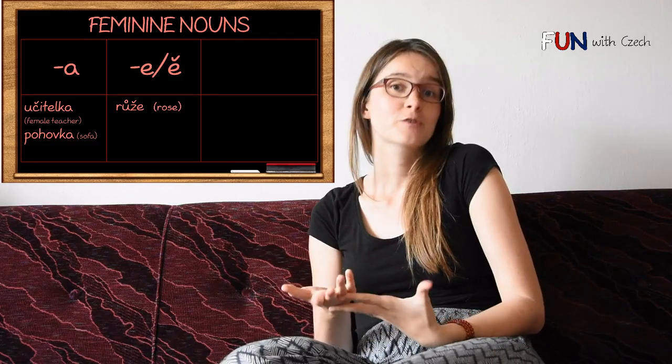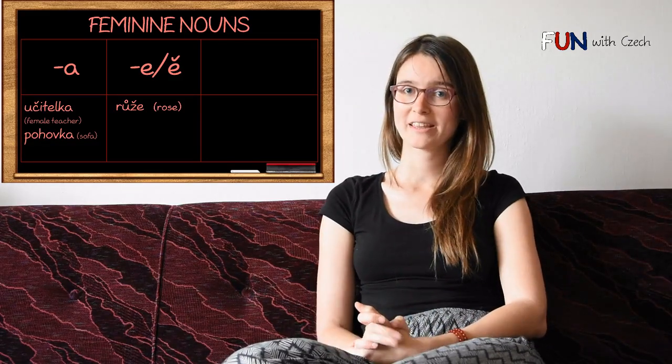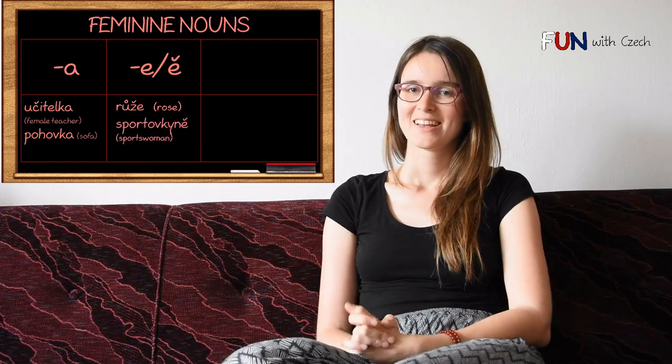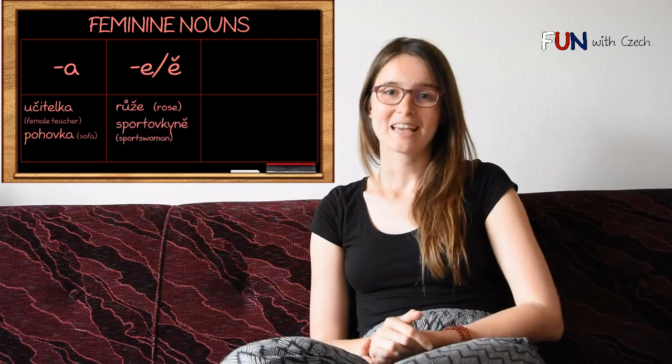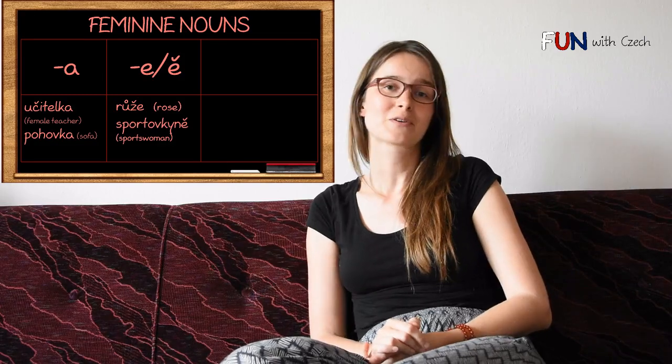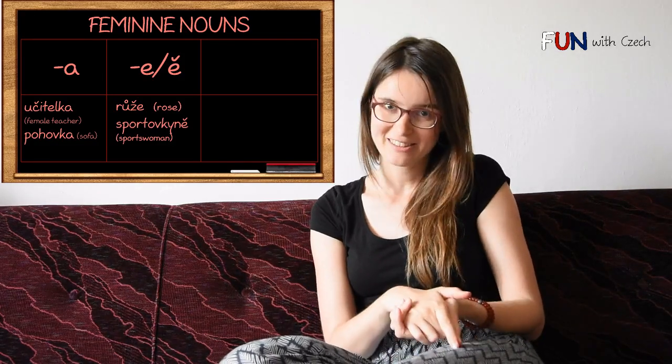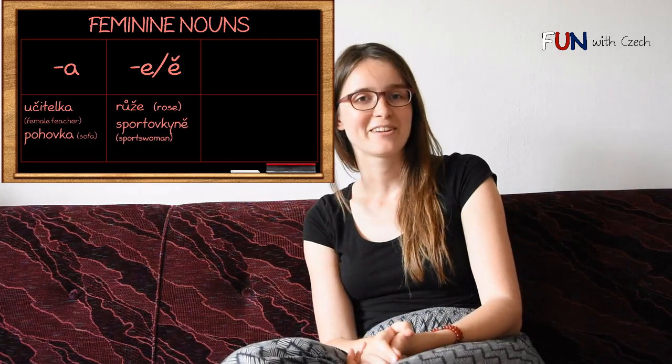like sportovkyně, it's a sportswoman, and there we will guess the gender correctly, right? Because we see it's a woman, so she's gonna be feminine gender, feminine grammatical gender.